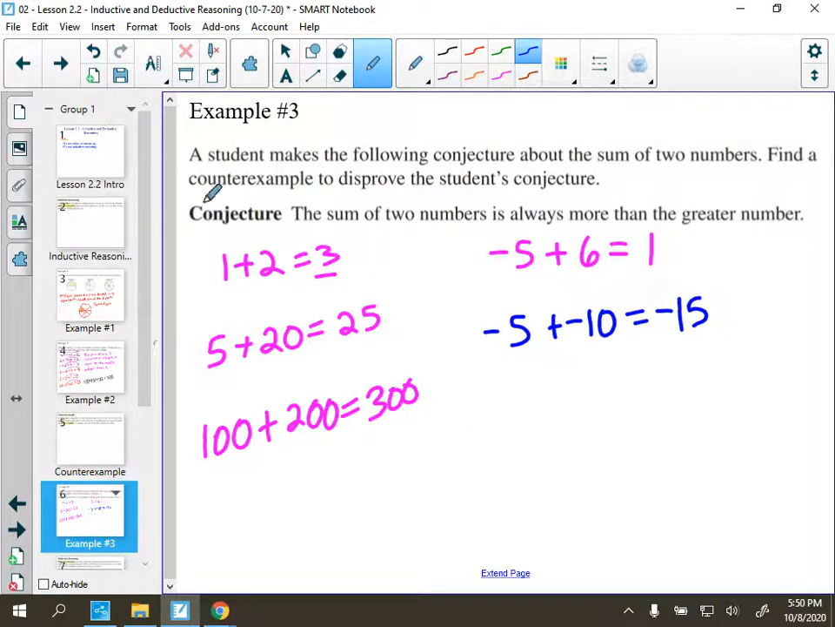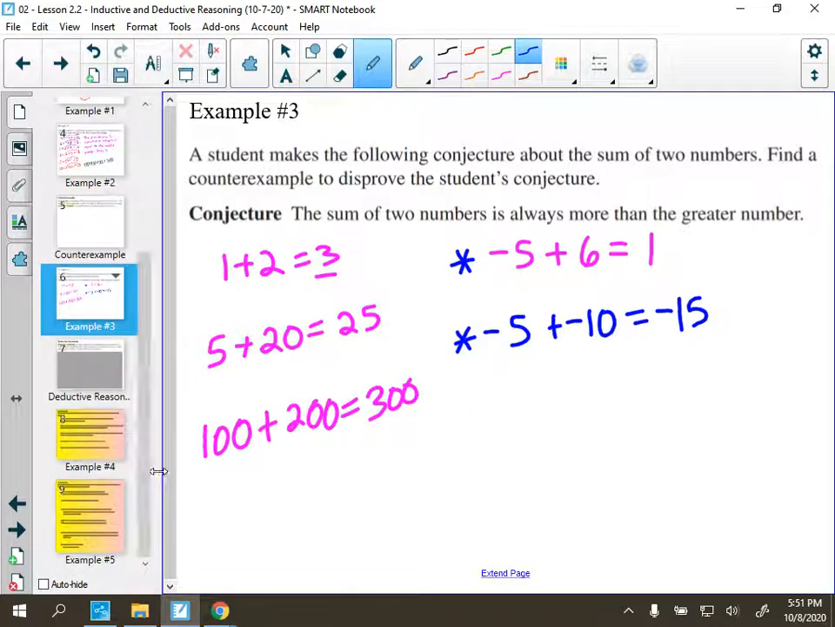So the student that made this conjecture wasn't too far off. I think it's not a bad conjecture. I think they can improve it if they said the sum of two positive numbers is always more than the greater number. One word there cleans that up and makes it better. But both of these would be counterexamples, examples that show a conjecture is false. So that's what I'm asking for. If I'm asking for a counterexample, come up with a specific case that shows a conjecture is false.